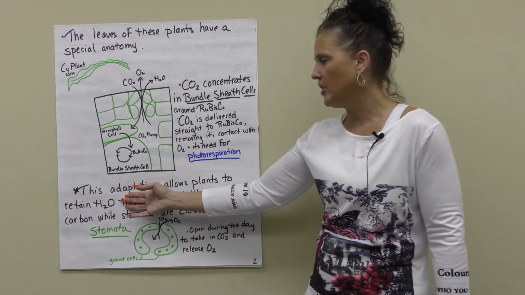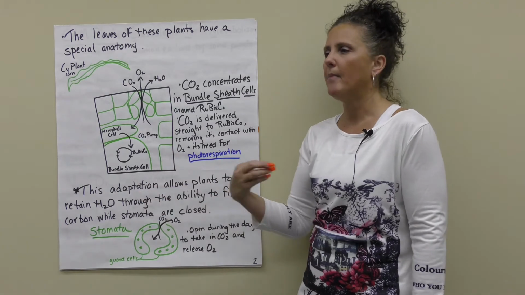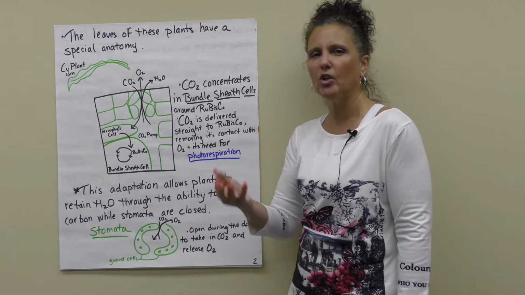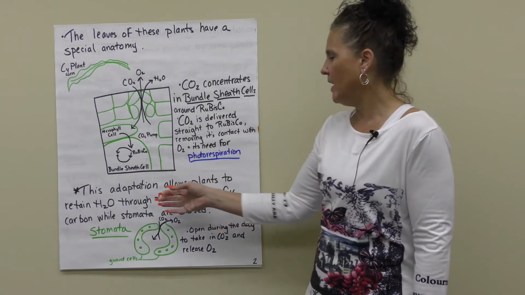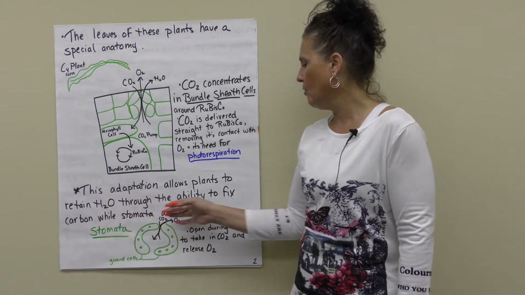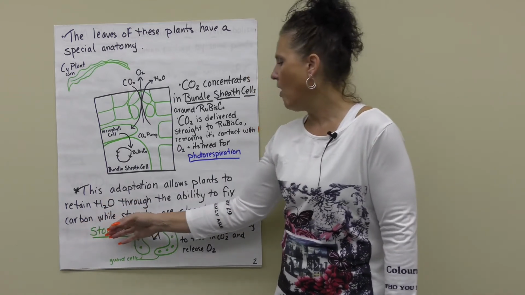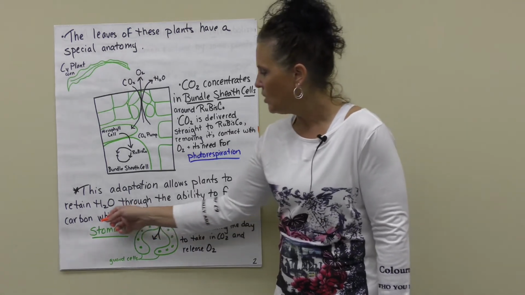This is an adaptation, and an adaptation is an evolutionary construct whereby plants, since these plants grow in hot, dry environments, had to adapt in order to be able to survive. And it allows those plants to retain water, right, which is what they need, through the ability to fix that carbon while their stomata are closed. So let's look at what a stomata is.